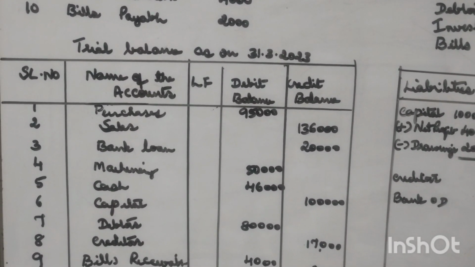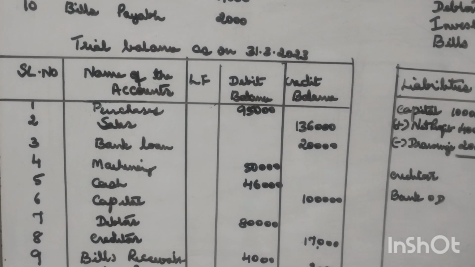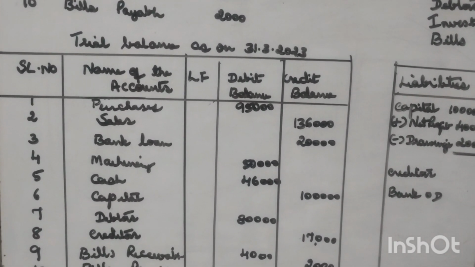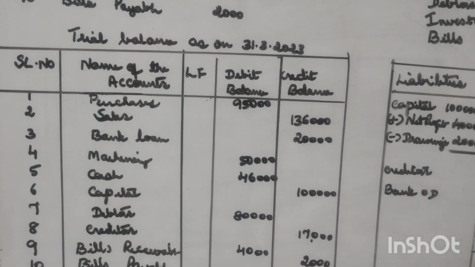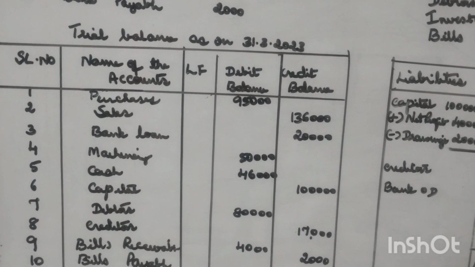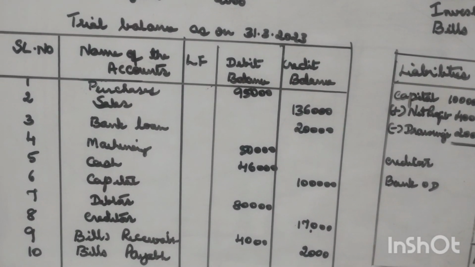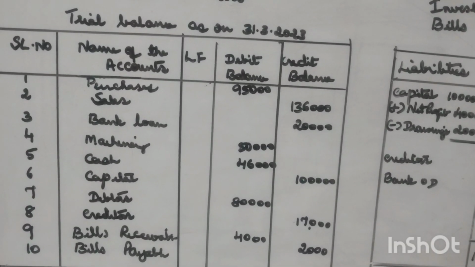Expenses, assets always have to be debited. Revenue and liabilities must be credited. Capital always has to be credited. Drawings must be debited. So purchases, that is an expense, 95,000 debited.